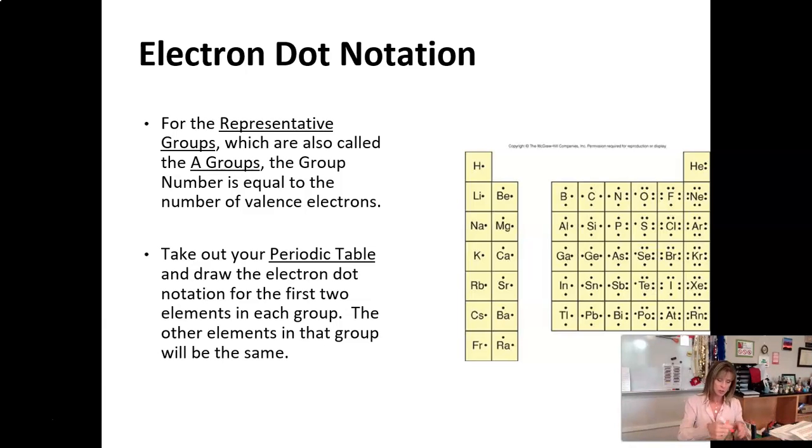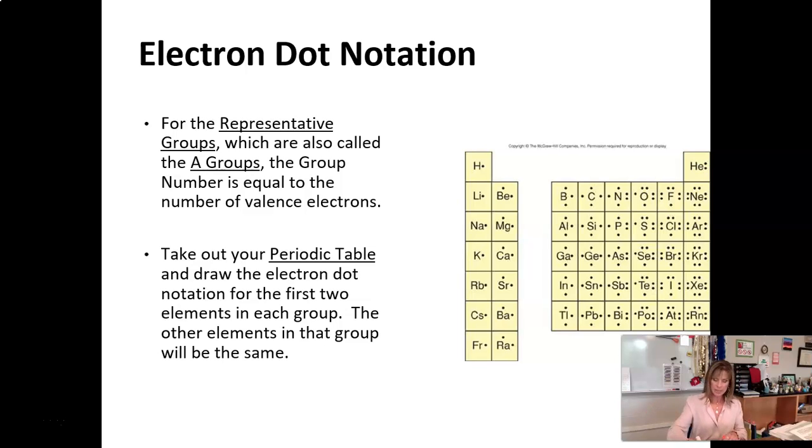So in that first group, we'll start out with lithium, 1 valence electron, beryllium, 2, and we skip all the way over. Boron has 3. Then carbon has 4. Then nitrogen has 5. You're not going to be able to see that. Oxygen 6, and I'm running out of space.